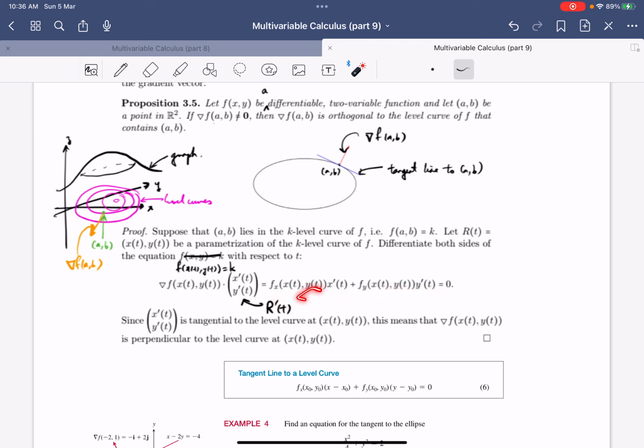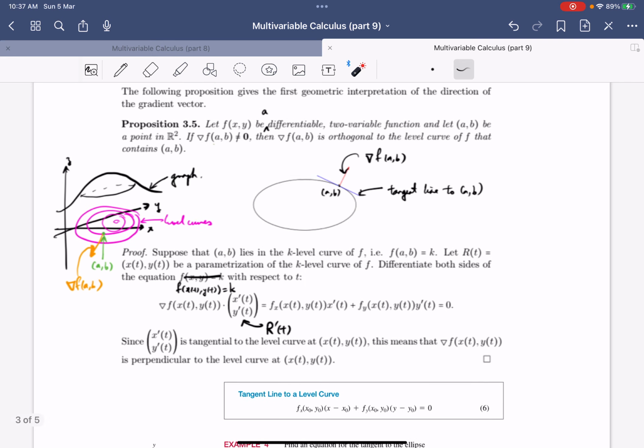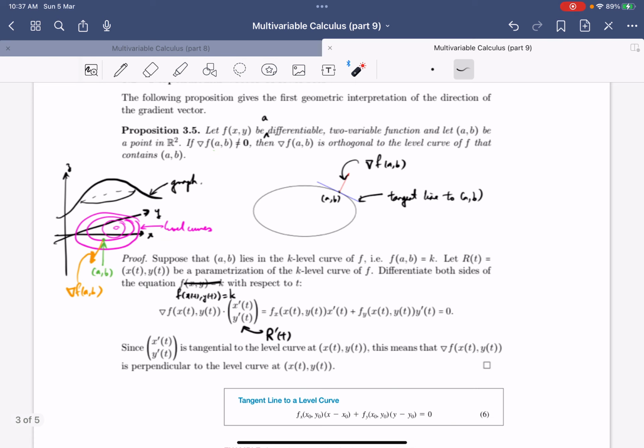And we know that this can just be interpreted as (fx, fy) dot (x'(t), y'(t)). And (x'(t), y'(t)) is the tangent vector, and this is the gradient vector. And so the gradient vector is always perpendicular to the tangent vector, which means that it is perpendicular to the entire level curve. So I hope this gives you a geometric interpretation of the direction of the gradient vector.